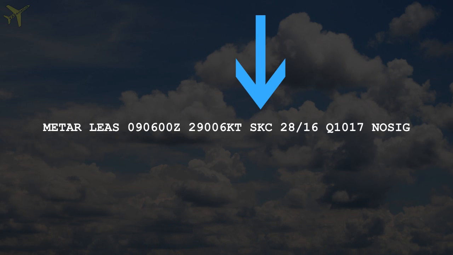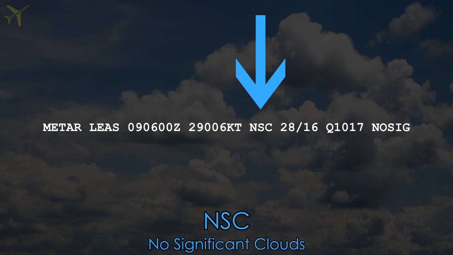If there are no clouds observed at the airfield, the code SKC, which means sky clear, will be shown, or the term NSC, which means no significant clouds, will appear if CAVOK is not appropriate.